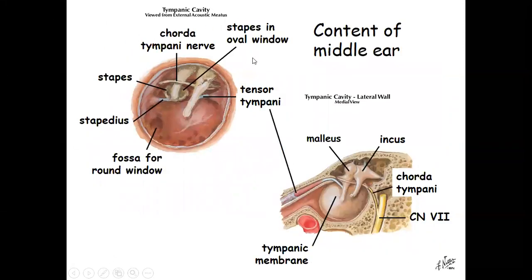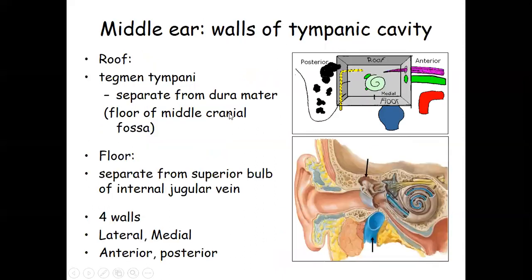Okay. Just to highlight what I have mentioned just now, we have the chorda tympani nerve, the stapedius muscle, and the tensor tympani muscle. And the rest you can see on your own. You can see here, this is the incus, malleus. And then we have the chorda tympani nerve, a branch of the seventh cranial nerve.